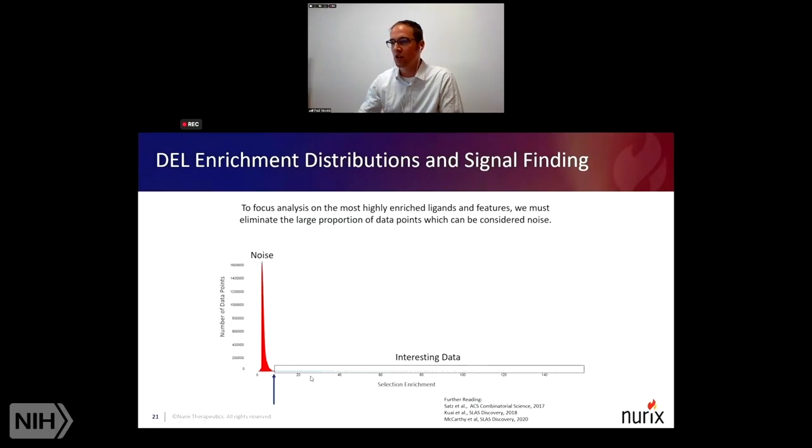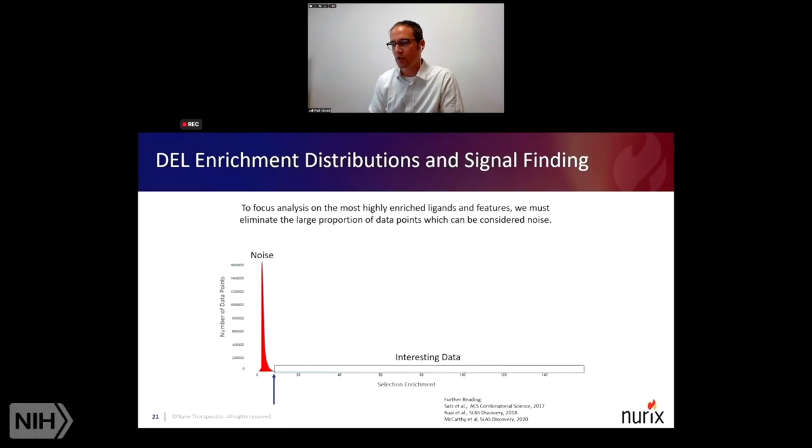In doing so, you're going to remove well over 99% of your data, and that is a good thing, because DEL is a fairly noisy technique. We really want to focus ourselves on what we believe is going to be the most productive ligands to follow up on in synthesis and validation. And you can certainly set this threshold manually if you choose to. However, I would recommend using some sort of statistically defined or distribution defined metric to set this threshold.